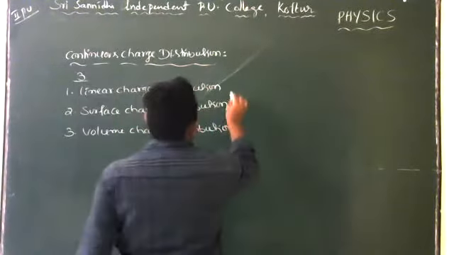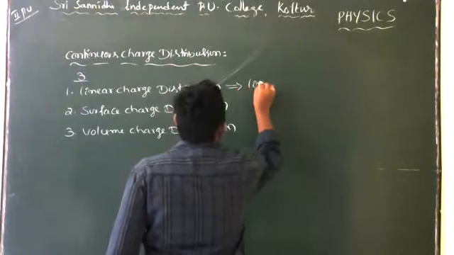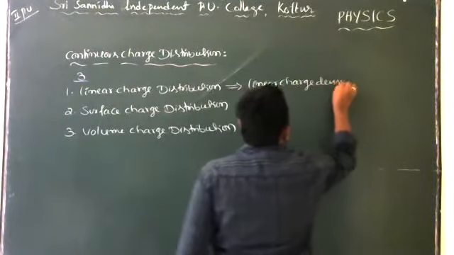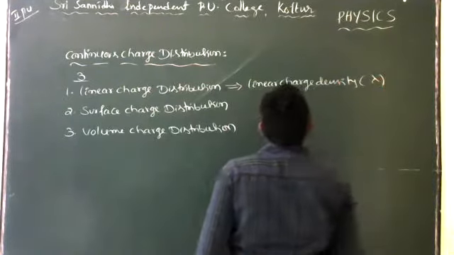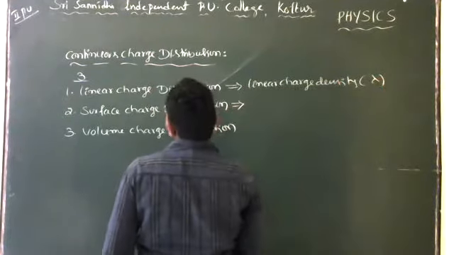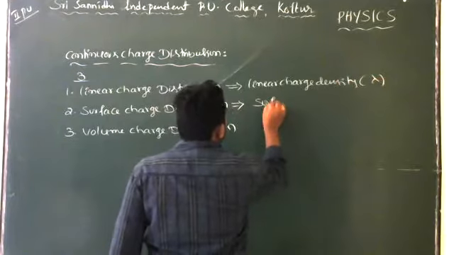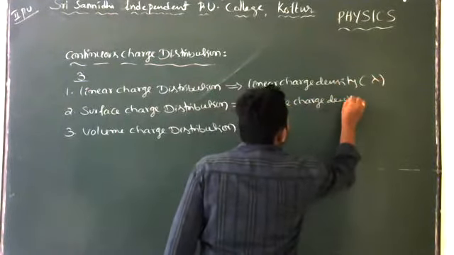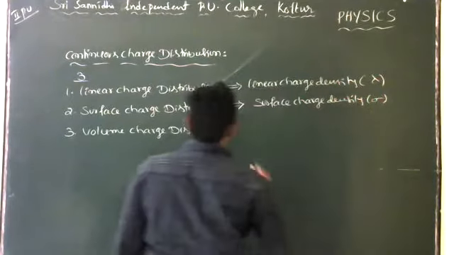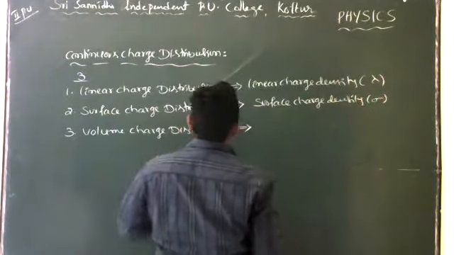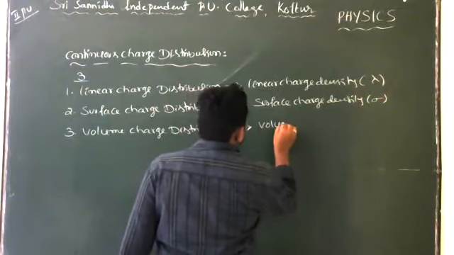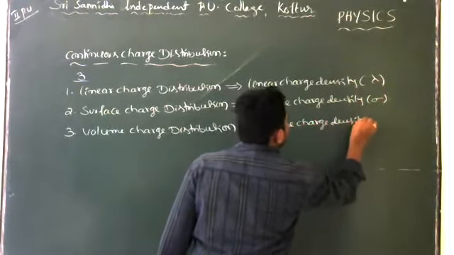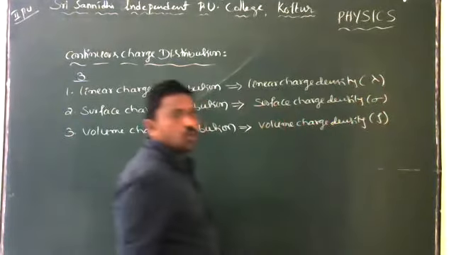Linear charge distribution has linear charge density, which is denoted by lambda. Next is surface charge distribution, which has surface charge density, denoted by sigma. The third one, volume charge distribution, has volume charge density. It is denoted by rho.